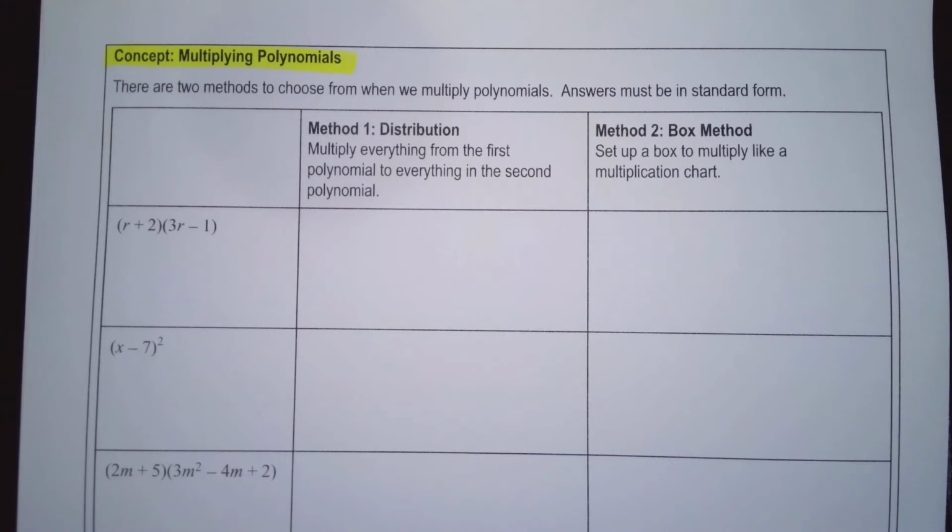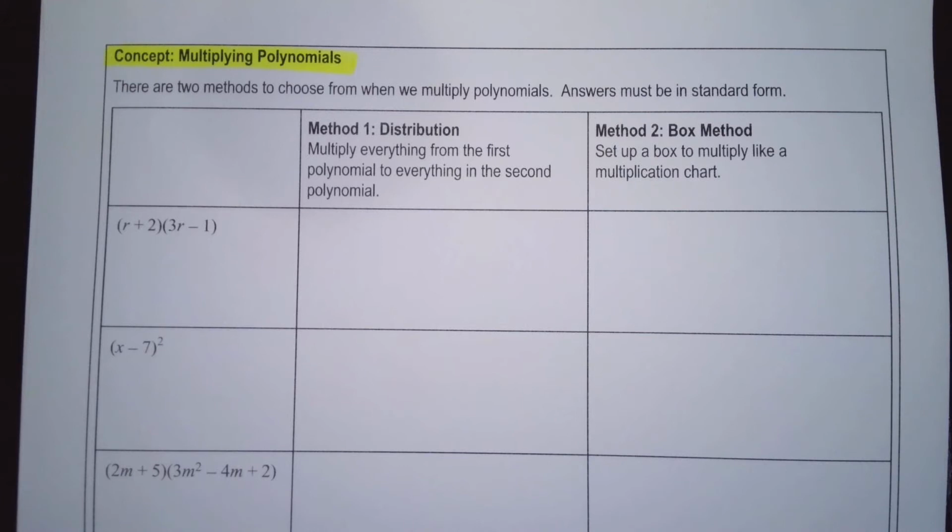Now, because there are two methods, in these notes, I'm going to show both methods. For you at home, taking these notes, you pick the method you prefer. If you prefer method 1, distribution, just show the examples being distributed. If you prefer the box method, then just show the box method. You don't have to show both methods on these notes if you prefer one over the other.